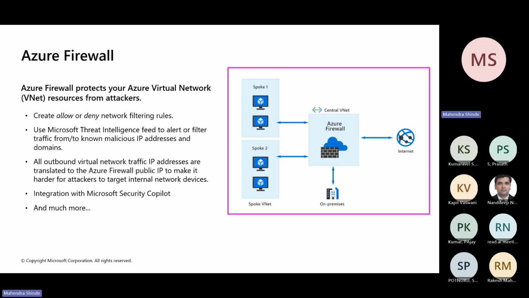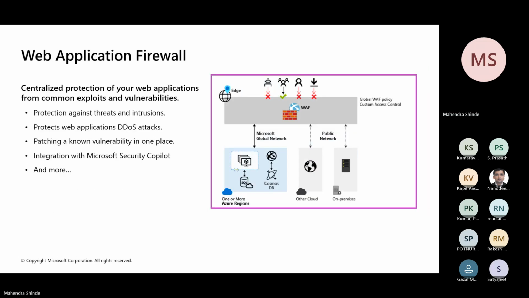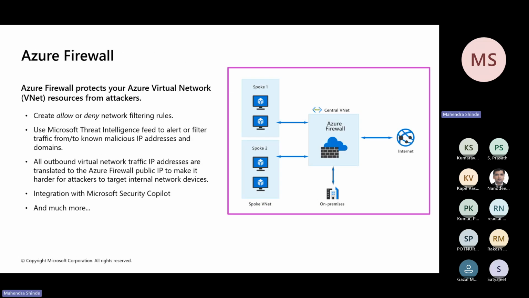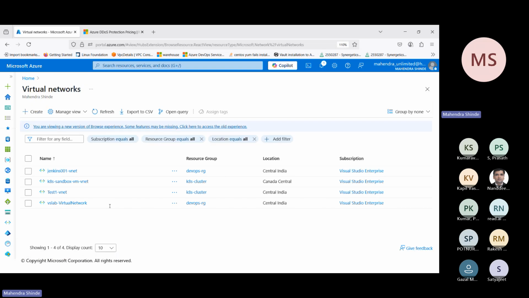You can also integrate it with other Microsoft services like Microsoft Security Copilot. Copilot is basically an AI assistant that will help you with the firewall. And there are a lot of other things you can deploy. So Azure Firewall should be used for your typical infrastructure resources when you have infrastructure resources deployed in a virtual network.